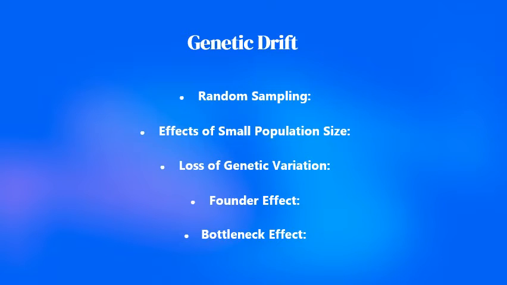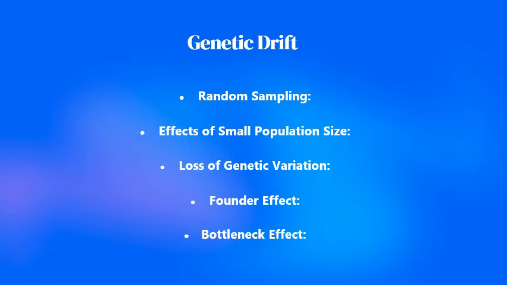So let's talk about another structure. We'll talk about genetic drift. Genetic drift and gene flow are two fundamental processes in population genetics that influence the genetic makeup of these populations. They both play significant roles in shaping the genetic diversity within and among populations.